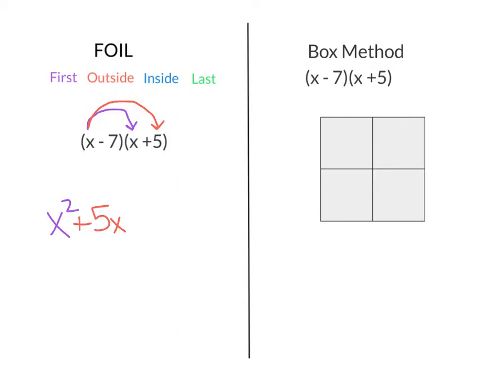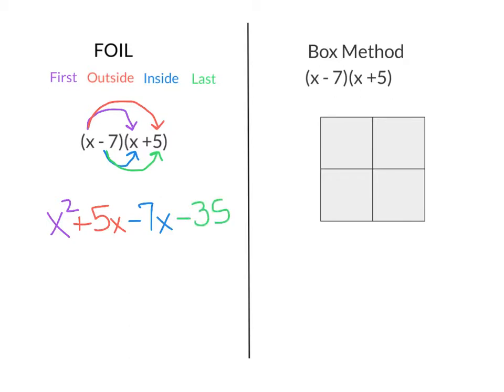Then I move on down to the inside, so I take my two middle values, which is negative 7 times x, which is negative 7x, so I'm going to write it as minus 7x. And finally, I move to the last value in each set of parentheses, which is going to be negative 7 times positive 5, and a negative times a positive is negative, so we're going to do minus 35.